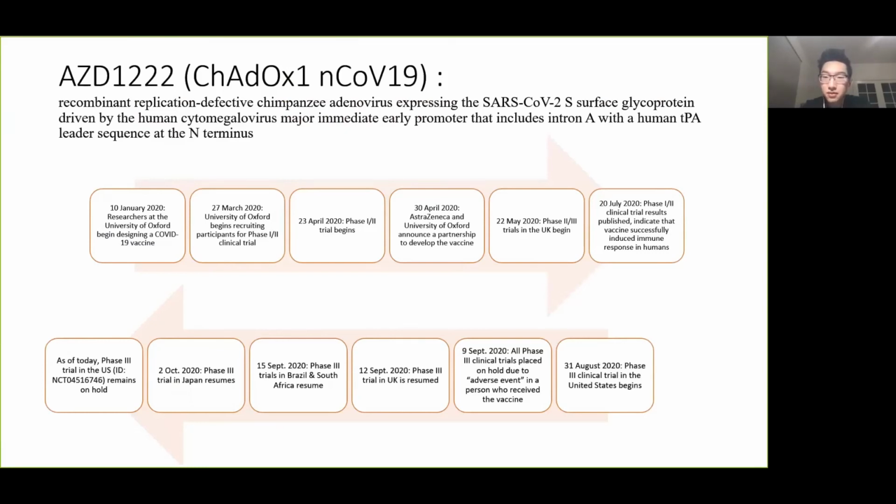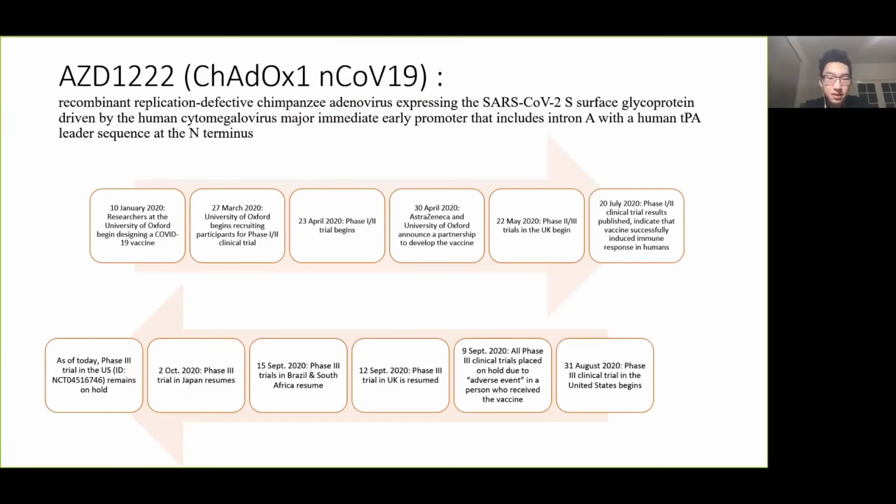Encouraging results from the phase 1-2 trial were published in July, suggesting that the vaccine did indeed induce an immune response in humans. However, AZD1222 has recently encountered multiple setbacks in several of its phase 3 clinical trials. On September 9, all AZD1222 clinical trials were paused due to an adverse event that occurred in a person who received the vaccine in one of the phase 3 clinical trials. Since then, nearly all clinical trials have resumed, with the exception of a phase 3 trial in the United States, which remains on hold due to an ongoing FDA investigation into the clinical trial procedures.